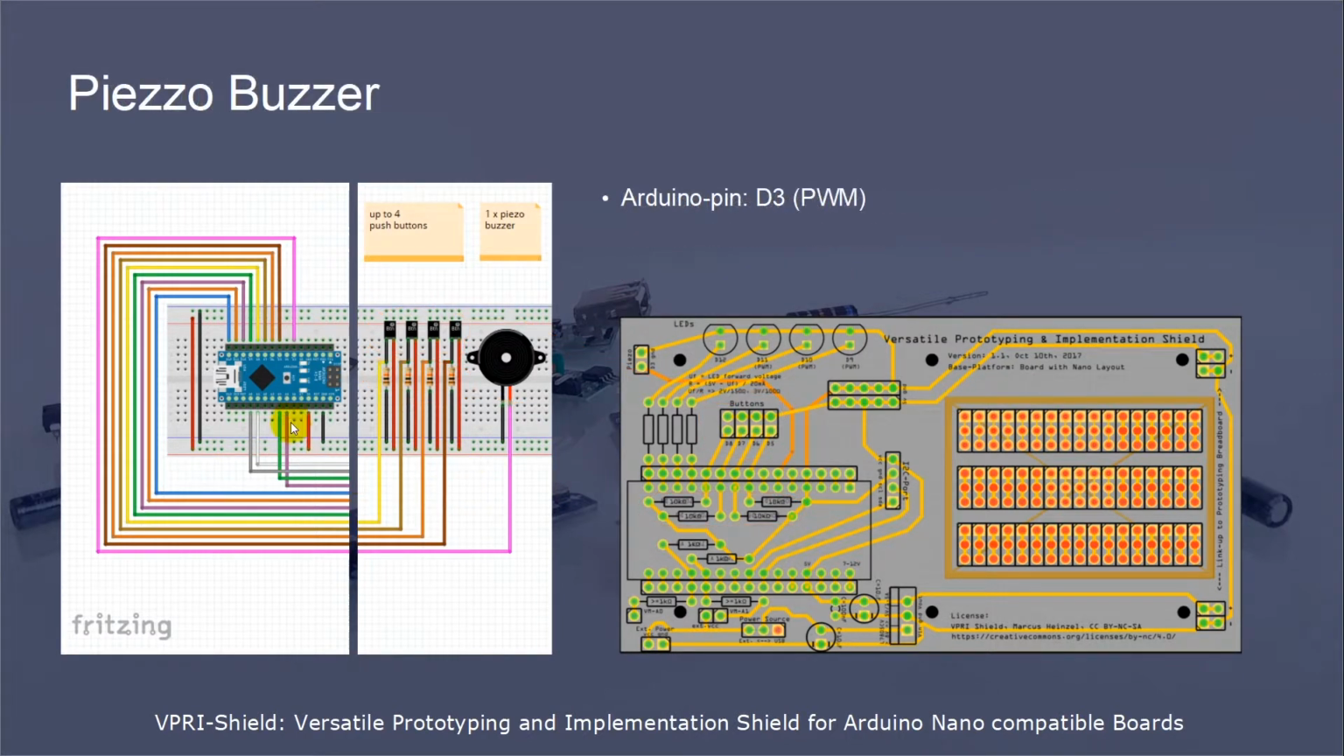The next thing is the support of a Piezo buzzer. This is also a very simple circuit. The Piezo buzzer is just connected to pin D3 of the Arduino board and to a ground pin. The pin D3 is a PWM pin. In the hardware design view you find the mounting location of the Piezo buzzer here.